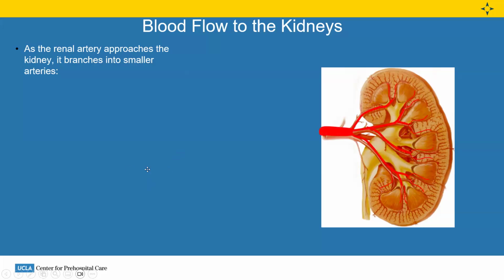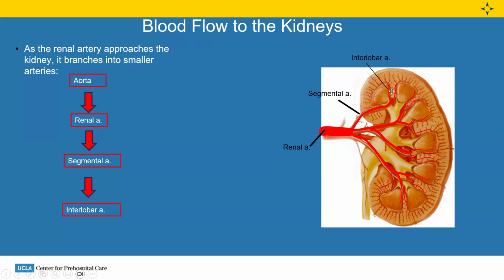So let's talk about each one of these branches. We have the aorta. Aorta is going to branch off and give our renal artery. Renal artery is going to branch into segments. So that's our segmental artery. So each one of these is a segmental artery. Then those arteries go between lobes, right? So we call those interlobar, going between lobes of the kidney, right?